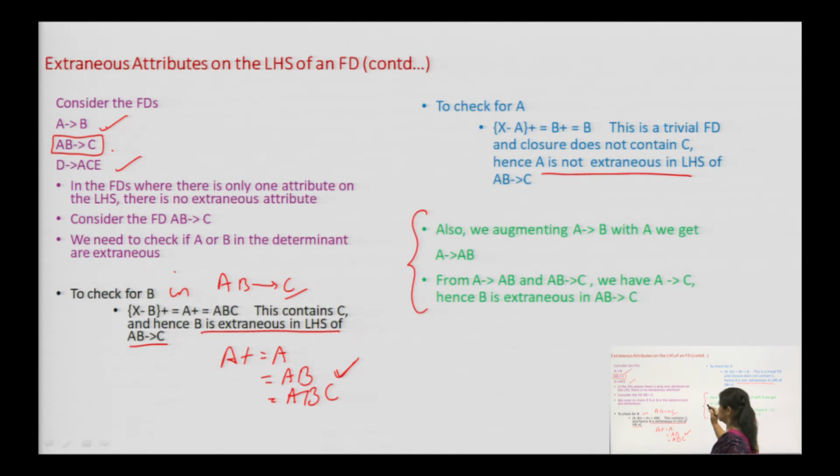Also, we can verify it in another manner, because we are given A to B. If we augment A to B with A, we get A to AB, augmenting on both sides, and AA would obviously be A. From A to AB and AB to C, we get A to C by transitivity. So, again we see that over here B is extraneous.